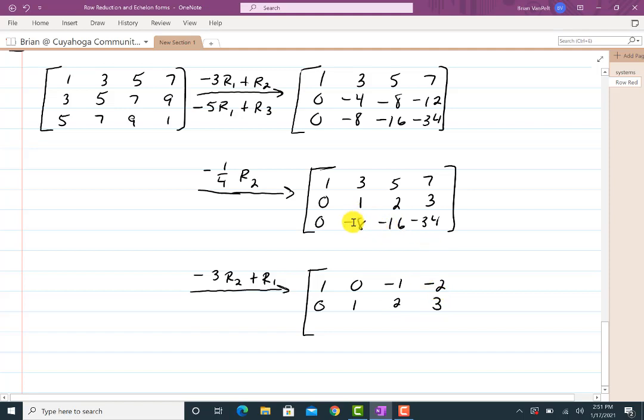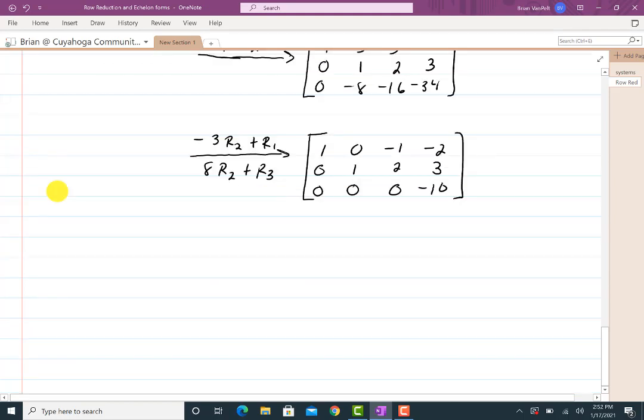But to wipe out this negative 8 down here, I'll have to take 8 times the second row and add it to the third. So 8R2 plus R3. And of course, that wipes out that entry. Well, that's nice. 8 times 2 is 16, so it actually wipes out that entry as well. And then 8 times 3 is 24. 24 minus 34 is negative 10. Now I'm almost done. I have actually 2 more steps. The first thing I'm going to do is change that negative 10 in the bottom right corner to a 1.